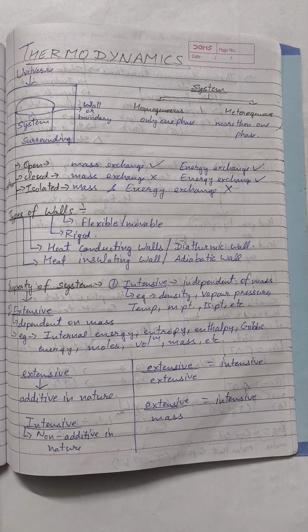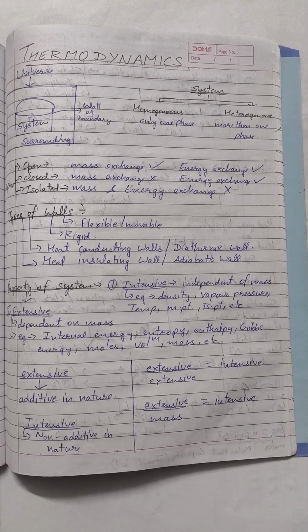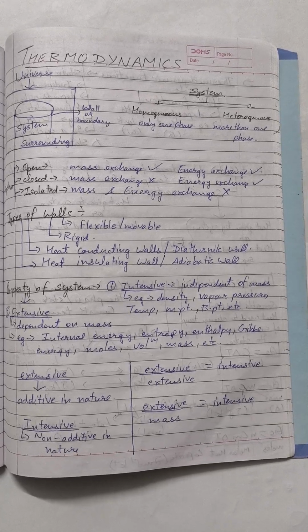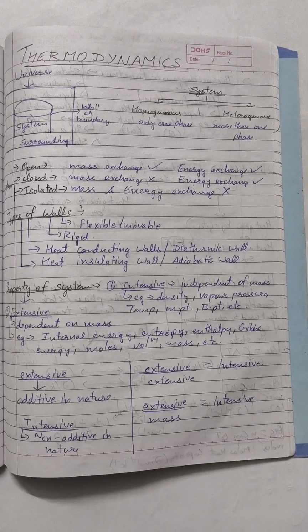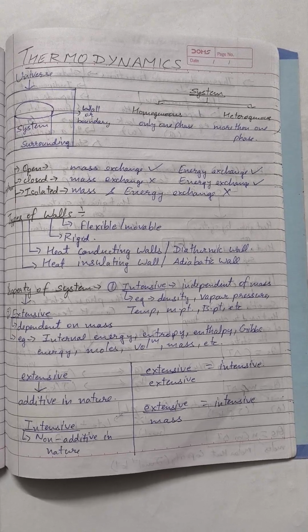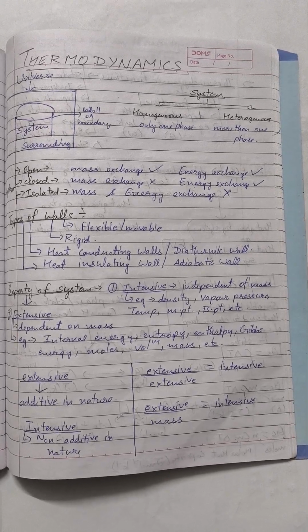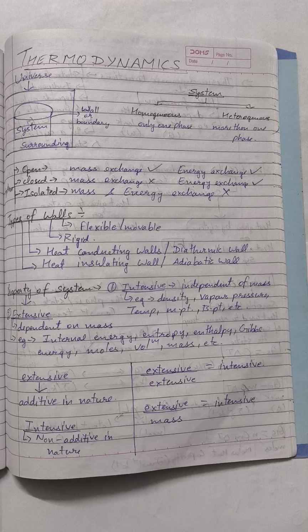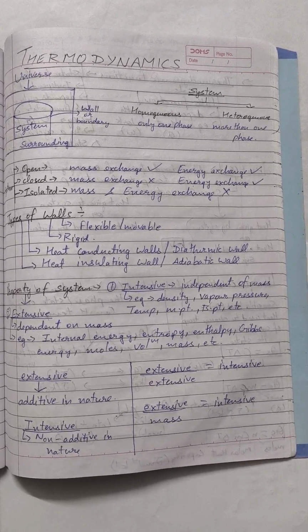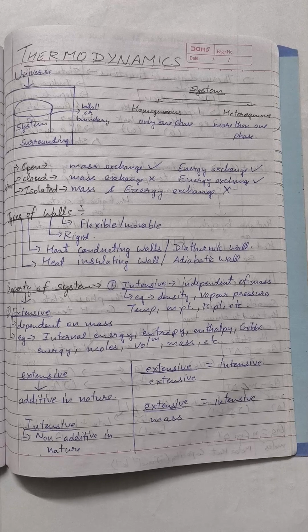System can be further divided into three types: open, closed, and isolated system. In an open system, mass exchange and energy exchange both are possible. In closed system, only energy exchange is possible, whereas mass exchange is not possible. In an isolated system, both energy and mass exchange are not possible.